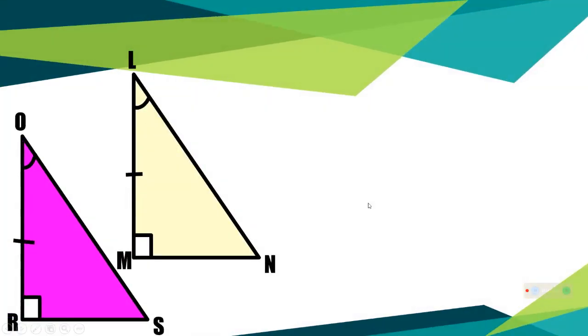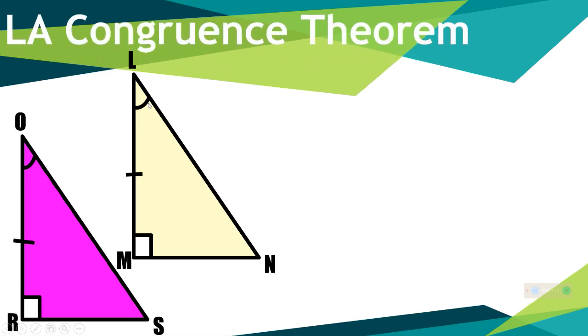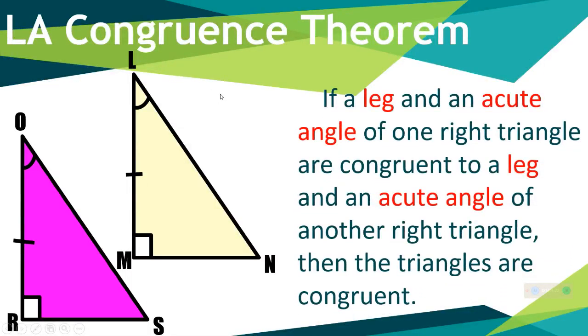Next, let's solve this figure. So, what part is this? Correct, this is a leg. How about this one? Acute angle. And also on the other triangle, leg and acute angle. So, we may have here the LA congruence theorem. So, what is this all about? If a leg and an acute angle of one right triangle are congruent to a leg and an acute angle of another right triangle, then the triangles are congruent.